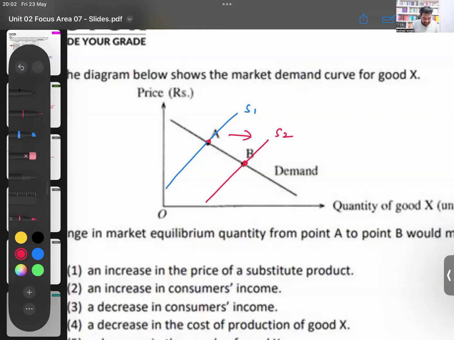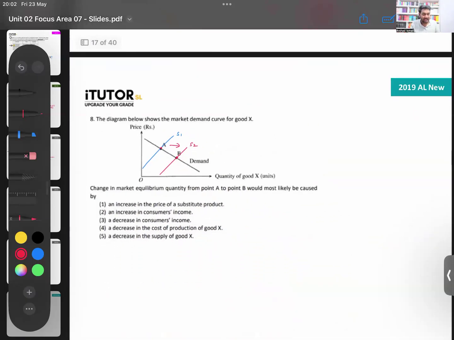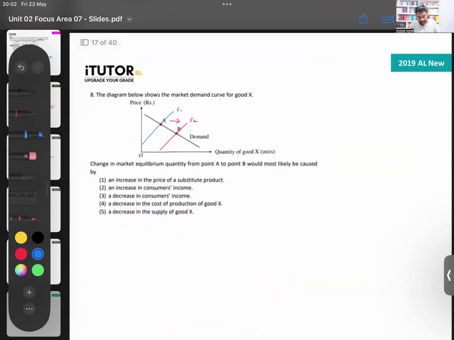So then look for an answer where the supply will shift to the right, where the supply will increase. Which one will increase your supply? Increase in the price of a substitute, consumer income, all of those affect demand. So 1, 2, and 3 are cut. 4 says a decrease in the cost of production. Correct? If your cost of production comes down or the price of inputs comes down, supply will increase, a rightward shift, and you will get there. And then a decrease in the supply of good X? No, it has to be an increase in supply of good X.